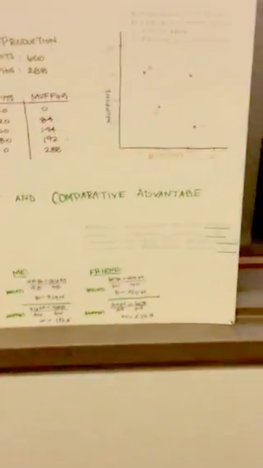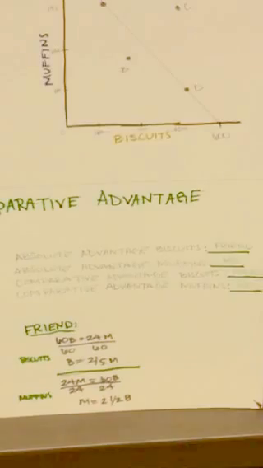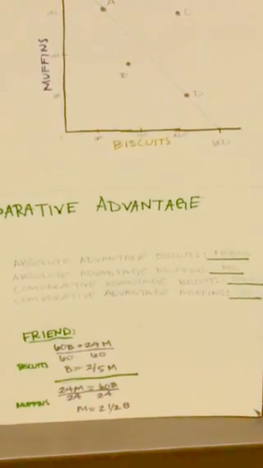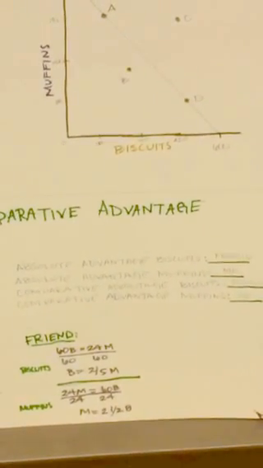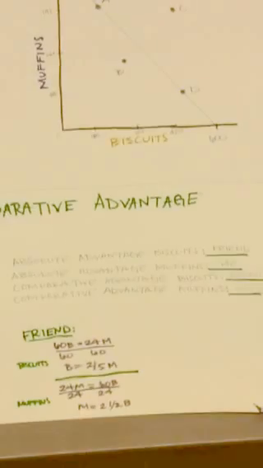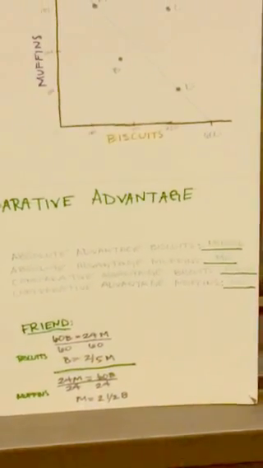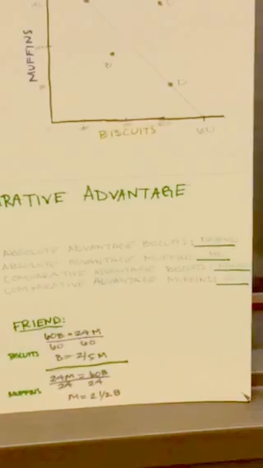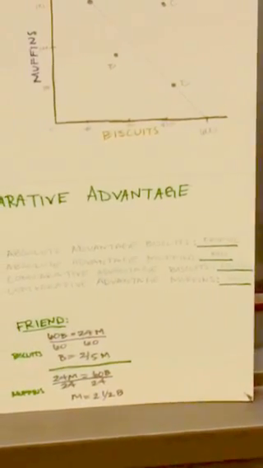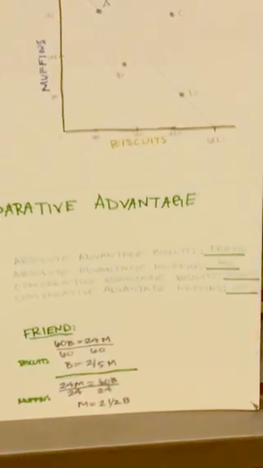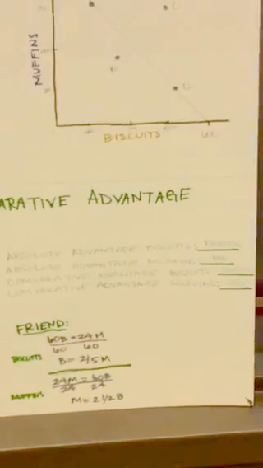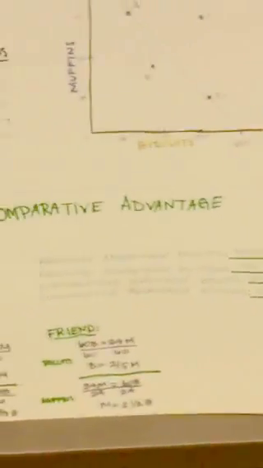And then we can see that for the absolute advantage on biscuits, my friend has the advantage. For the absolute advantage on muffins, I have the advantage. For the comparative advantage on the biscuits, my friend does. And for the comparative advantage on the muffins, I have the advantage.